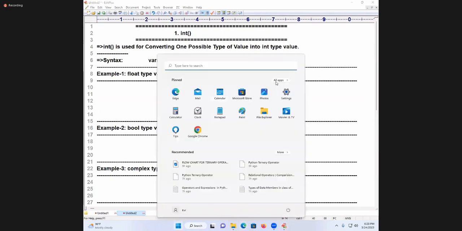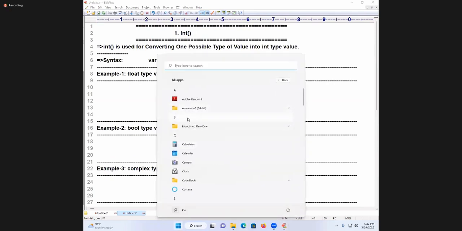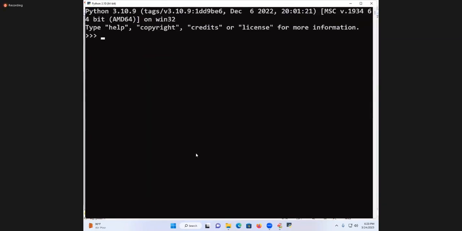Go to the Python environment now. Go to Python here. I'm using Python 3.10 here.